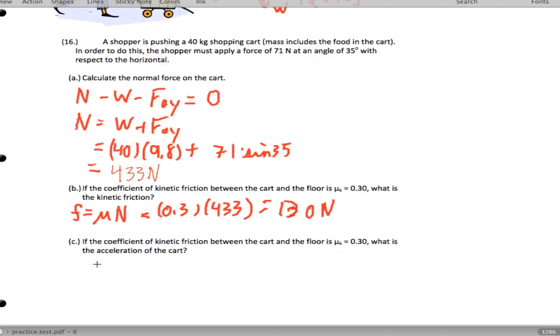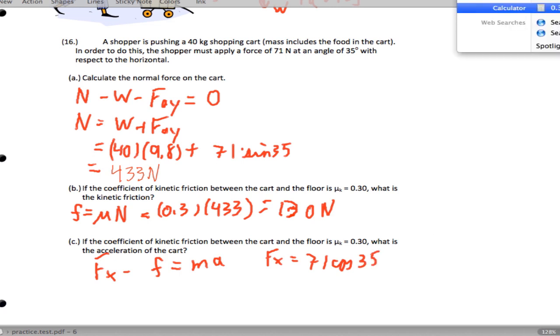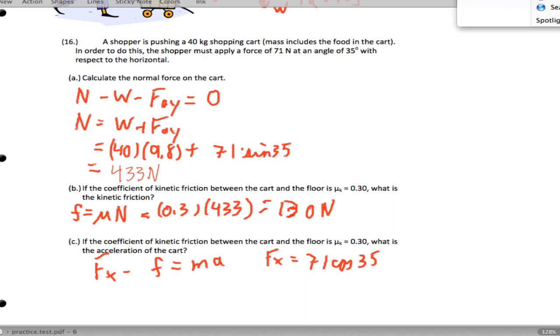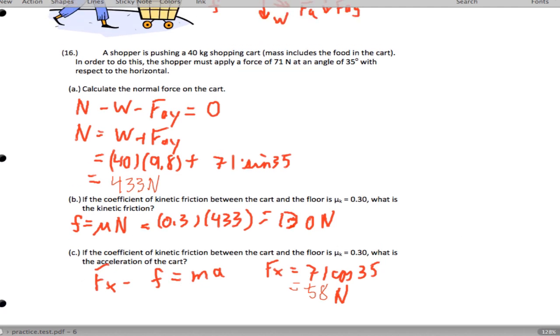Now, continuing in that vein, if the coefficient of friction between the cart and the floor is 0.3, what is the acceleration of the cart? So we need to have Fx minus F equals ma. And to get Fx, I'm going to be using Fx equals 71 times the cosine of 35. So let's go ahead and get that number, which is about 58 newtons.